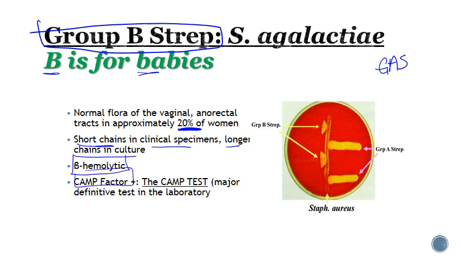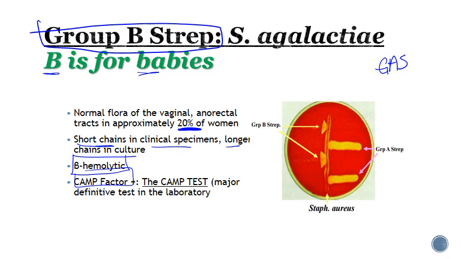It's a beta hemolytic organism, but it's CAMP factor positive. So what does that mean? Basically, CAMP factor, this is not cyclic AMP. This is named for the 3 scientists who discovered it, Christie, Atkins and Munch-Petersen. Sorry, can't pronounce that right now. So together that spells CAMP.